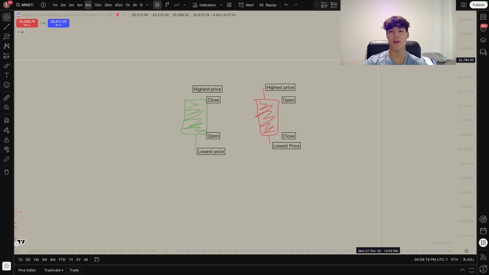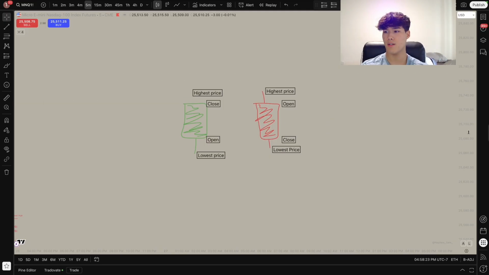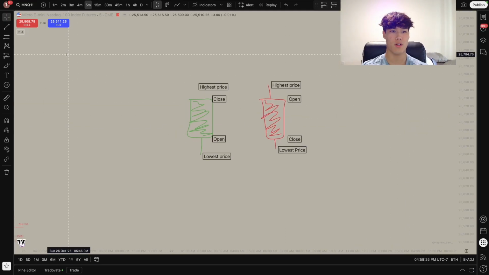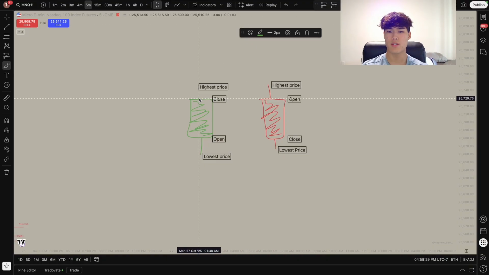This is the fair value gap and inverse fair value gap 101 tutorial. This is made for beginners, so I'm going to go over all the basics if you guys do not know what a fair value gap is. The first thing I'm going to explain, I'm going to get right into it. I hope you guys do not mind.